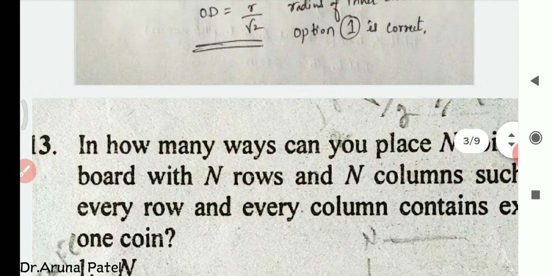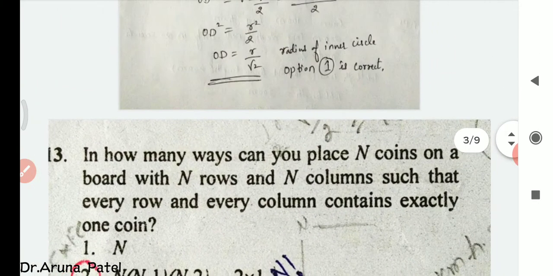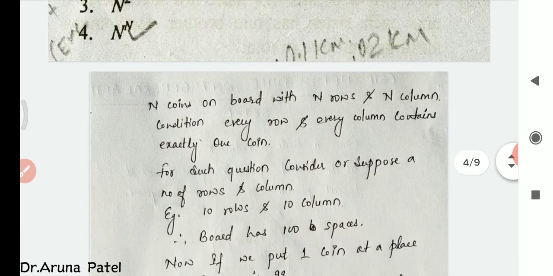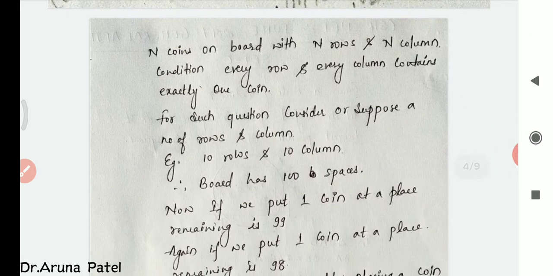Now see the next question. This is question number 13. In how many ways can you place n coins on a board with n rows and n columns such that every row and every column contains exactly one coin? So here see the solution. N coins on a board with n rows and n columns. Condition: every row and every column contains exactly one coin.